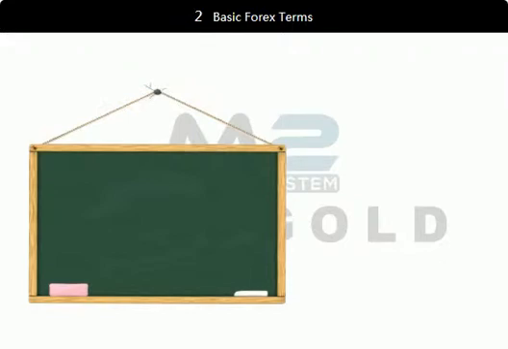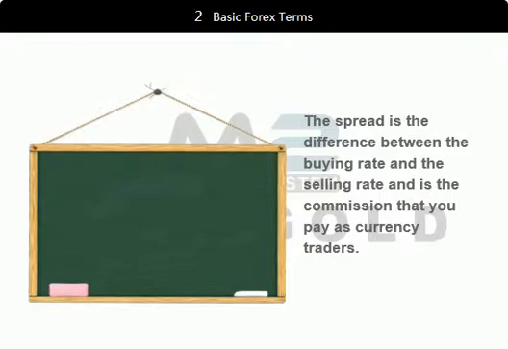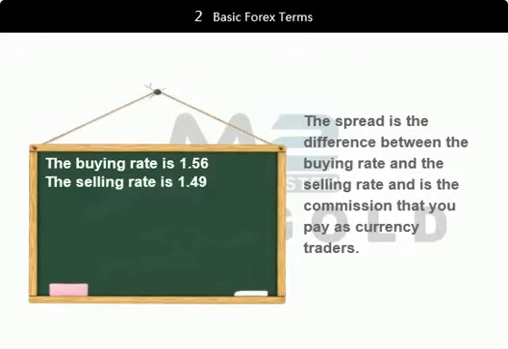The spread. A spread is the difference between the buying price and the selling price and is the commission which you pay as a currency trader. For example, if you want to convert dollars to euros at the bank, they're going to tell you that the buying price is 1.56 and the selling price is 1.49. In other words, in order to buy 1 euro, you have to pay a little more than $1.50 US dollars. If, in that very moment, you want to sell your euro, the bank will buy 1 euro at a price slightly lower than 1.50 US dollars.